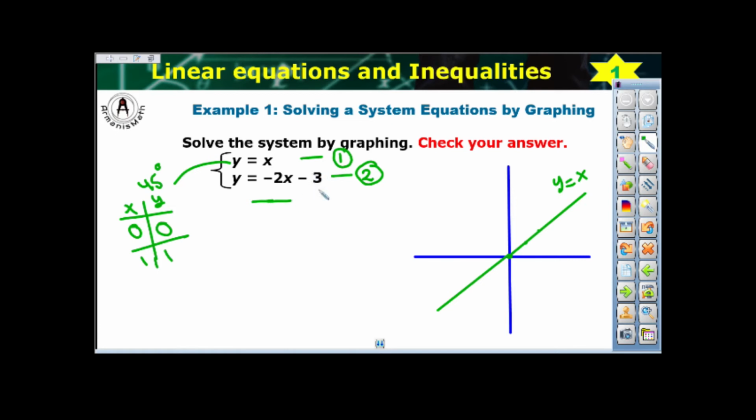Can somebody tell me where should I start my graph here? For number 2, where do I start my graph? Okay, so I could actually start at -3. So I'm going to go back here and then put that at -3. So it's a 1 and 2 and 3. I'm at -3 here. And then I want to do what with the slope?